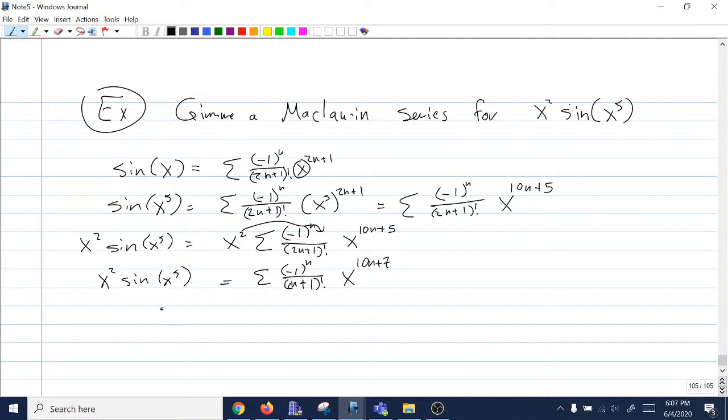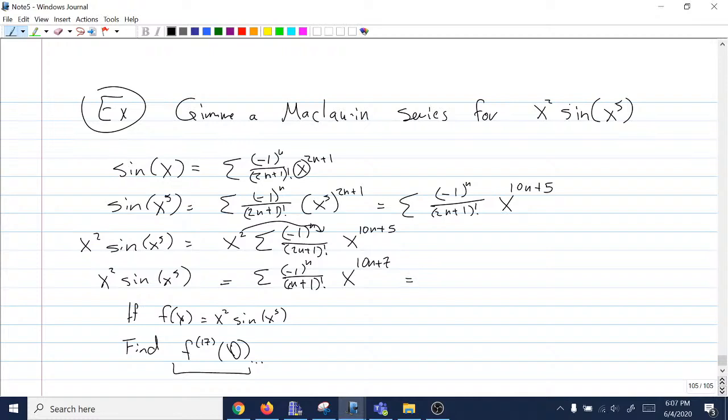If I ever wanted to know, here's an example: if f of x is x squared sine of x to the 5th, find the 17th derivative of that function at 0. Well, that's a number that appears in the Maclaurin series. I can write out the first few terms of this and just read off what is the 17th coefficient.